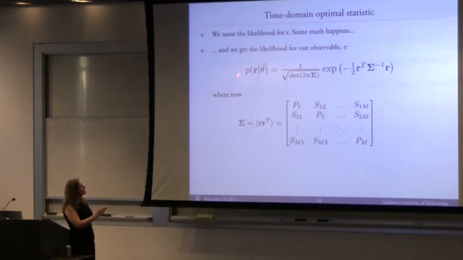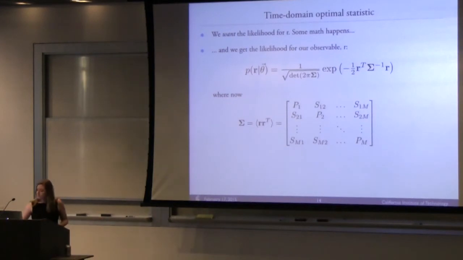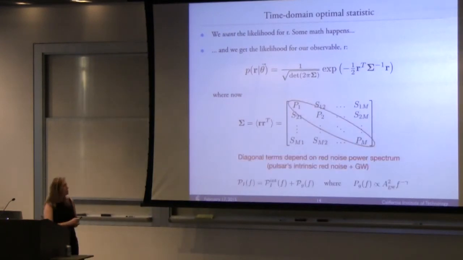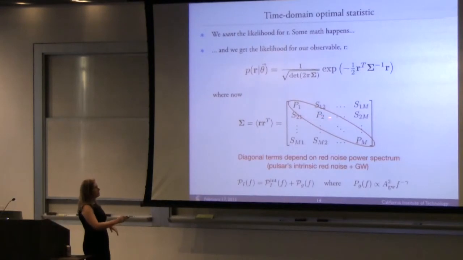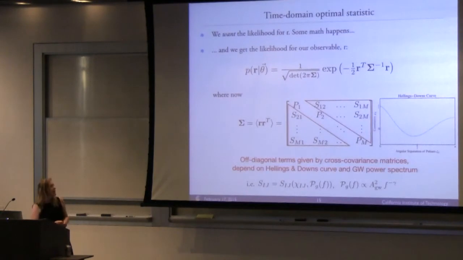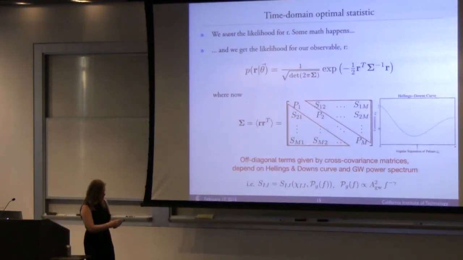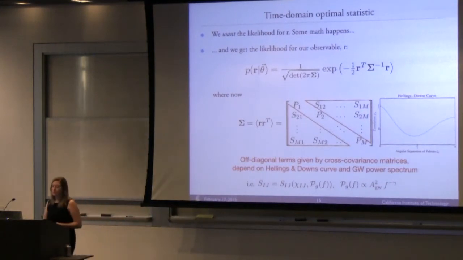Now we have a likelihood that has our observable quantity, R, and we've got these covariance matrices here, where these diagonal terms depend on the red noise power spectrum. So basically the pulsar might have some of its own intrinsic red noise, but then hopefully there's a gravitational wave signal in there as well. And then we've got these off-diagonal terms. And these off-diagonal terms go back to the Hellings and Downs curve. So they depend on that curve, as well as the gravitational wave power spectrum.